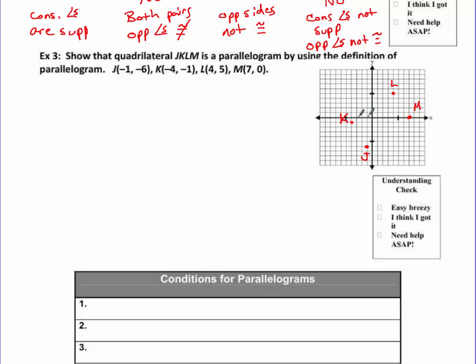And now we need to connect all of these, and we're supposed to prove that this is a parallelogram. All right, kind of looks like a rectangle to me, but you'll learn later that rectangles are parallelograms, so it doesn't matter. The way that we can figure this out, we know our rules, right?